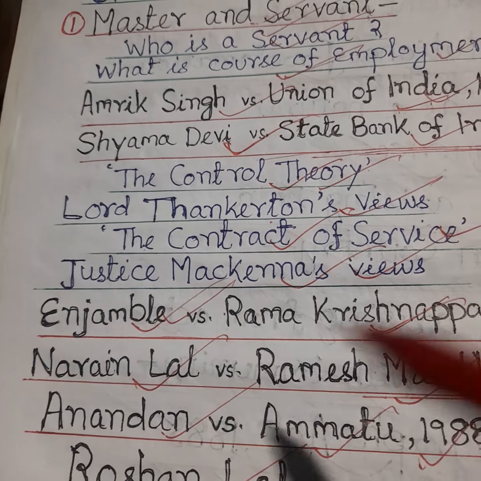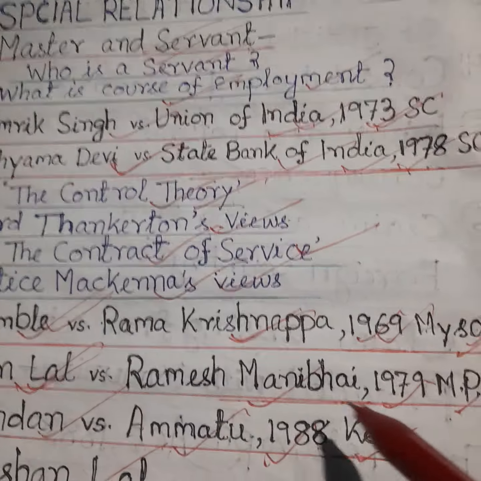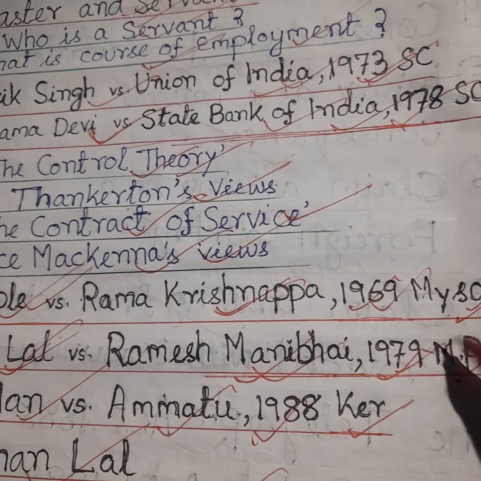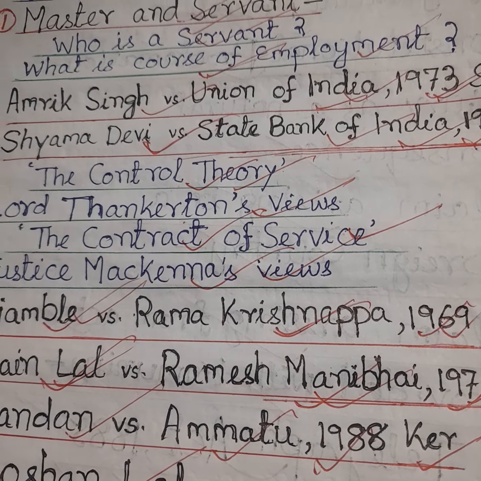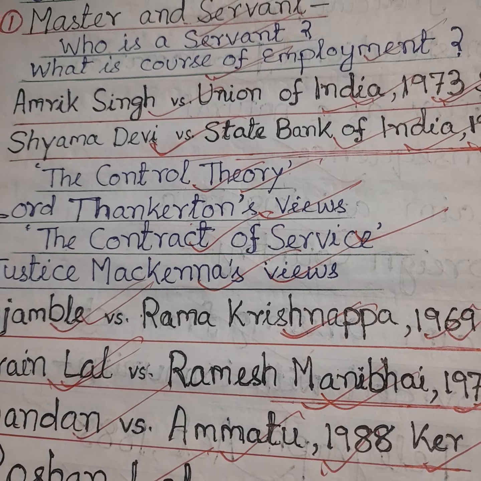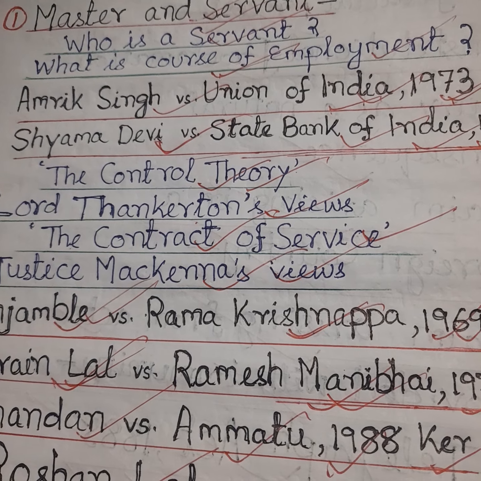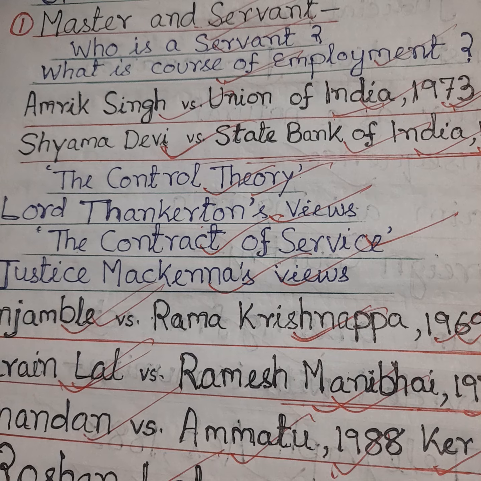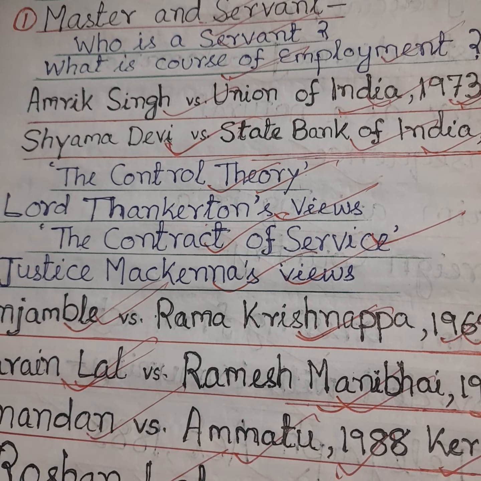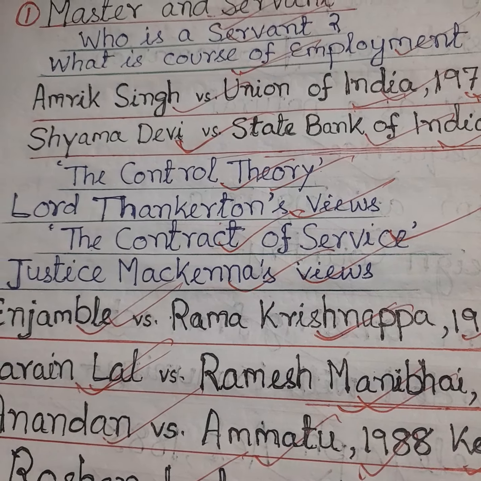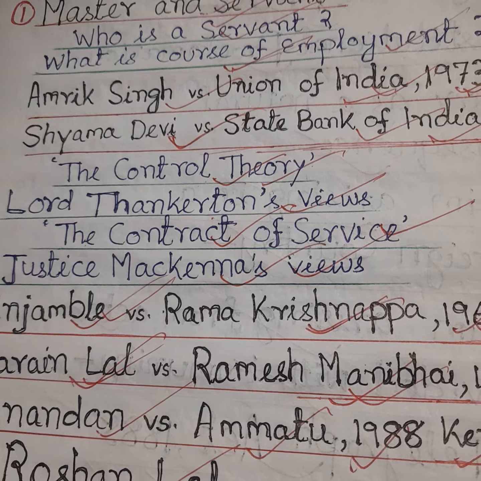In the leading case Narayan Lal versus Ramesh Manibhai in 1971, the Madhya Pradesh High Court held that the master is vicariously liable for his driver who, while doing the business of the master, commits an accident. But if, at the time of the accident, the driver is doing something for himself, then the master will not be held liable.